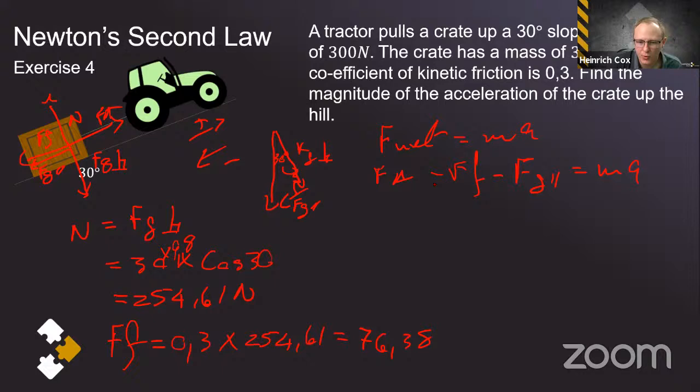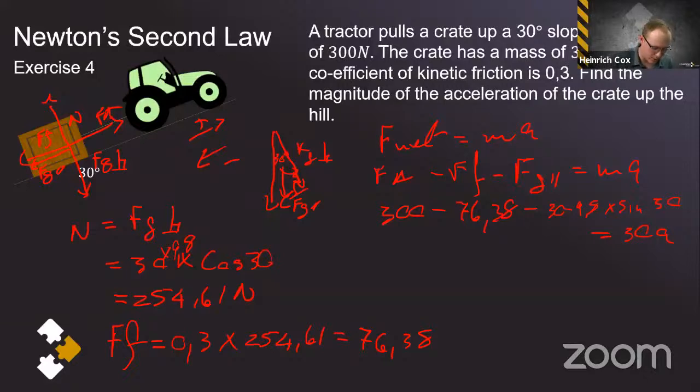Okay, and then we know our FA was 300 newtons, right? That's minus the 76.38 minus FG parallel. So FG parallel is now opposite the 30-degree angle, so we use sine. So that's going to be 30 times 9.8 times sine 30. And that's going to be equal to MA, which is then 30a. And then we can defer to our calculators. 300 minus 76.38 minus 30 times 9.8 times sine 30, right?